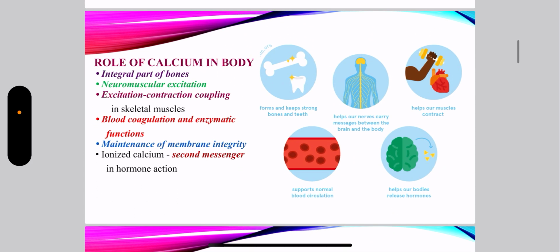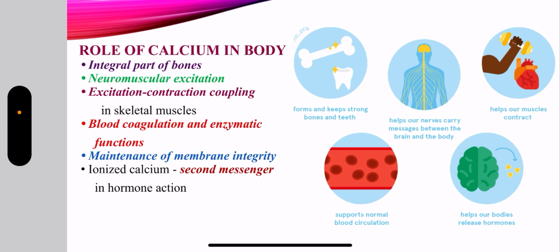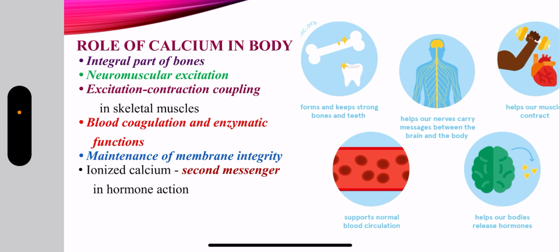Now, what is the role of calcium inside our body? First and foremost, it has a very important role in the formation of our bones and teeth, and in keeping them strong. Calcium is an integral part of bones, which it supports as calcium phosphate, and provides physical strength to the skeletal tissues of our body.